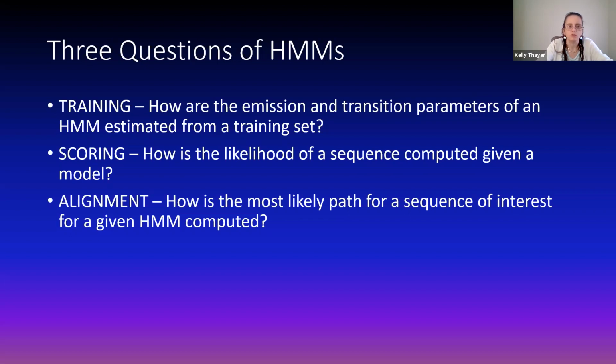The next question would be the scoring. How is the likelihood of a sequence computed given a particular model? So we want to answer the question, how well does this sequence fit this model? And implicit with that is also an alignment, which is the third question. The scoring and the model are linked to each other because the score will depend upon which alignment we use. And so there is this idea of having an optimal alignment through the model, that is how it will move through the various states. What we want to do is find the most likely path of a particular sequence of interest to go through the model, which will give us the optimal score.